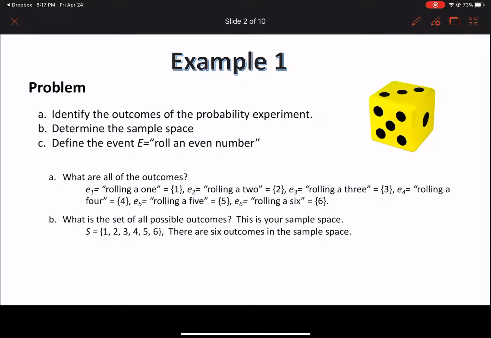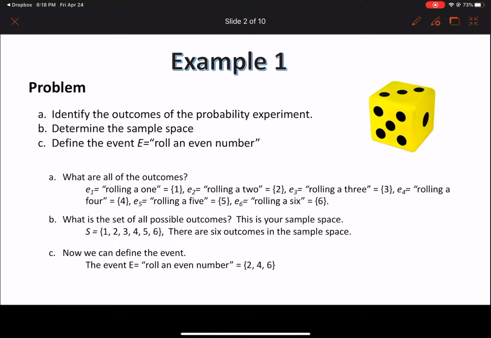Now we need to define our event. The event is, what do we want to happen? What are we looking for? What is our desired result? What would be a win? Here, our event is going to be to roll an even number. We use the capital E for event. If you had more than one event, you might use E for one event, F for the next event, G for the next event. We started with E because that's event, and then we would use the next successive letters as capital letters.